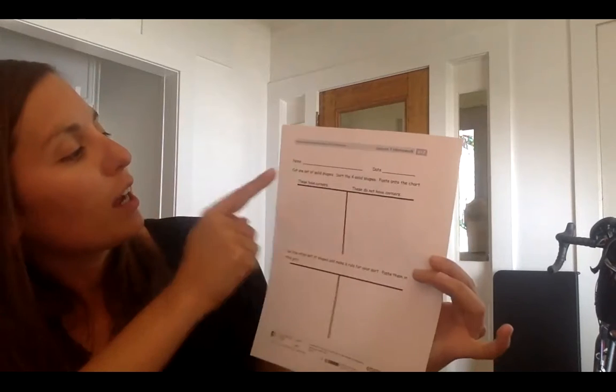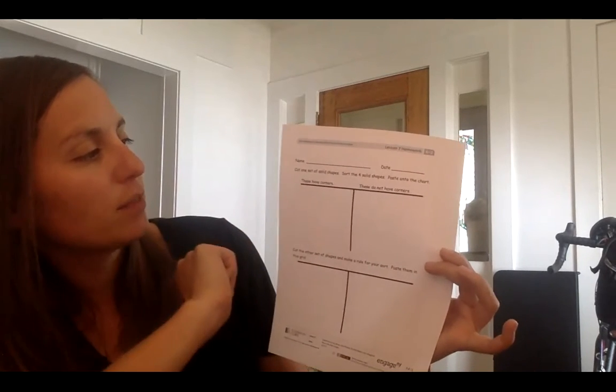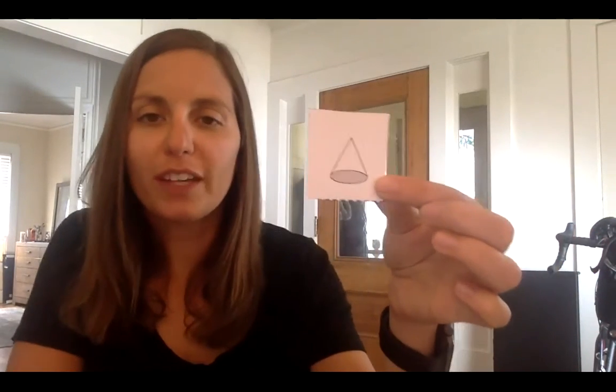So we're going to look at these 3D shapes that have corners, and put them here, and the 3D shapes that do not have corners, and we'll put those there. So I will do that with you. We're just going to go one at a time. This is our first shape. What do you think it is?